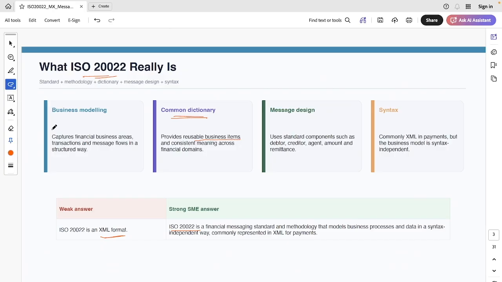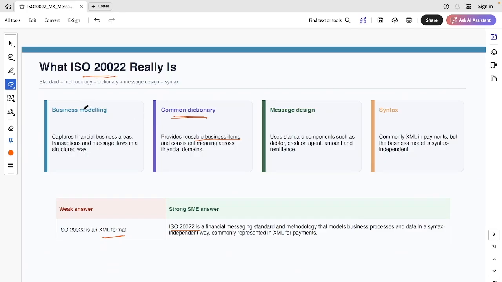The important part is that ISO 20022 focuses on the business meaning first. It asks what is this financial process, who are the parties, what is the transaction, what information must travel with the payment. Only after that does it represent the information in a technical format, most commonly XML. So once you understand this, the topic becomes very easy. We are not learning random text. We are learning business meaning represented in a structured way.